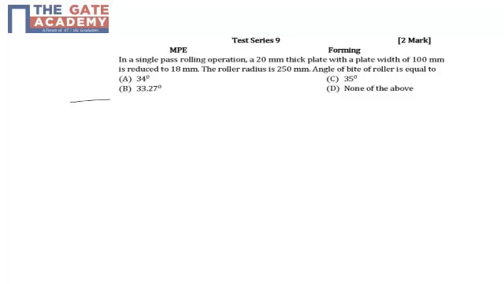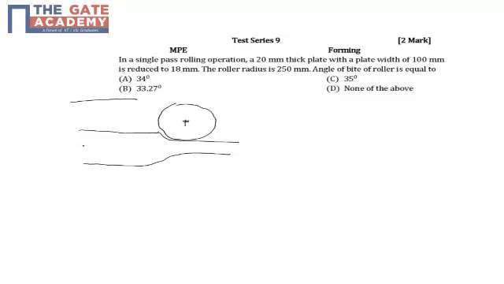Let's discuss a question from MPE forming. This is a question on rolling. So let's draw this. So a sheet is getting rolled and you have a set of rollers. I am just roughly drawing.